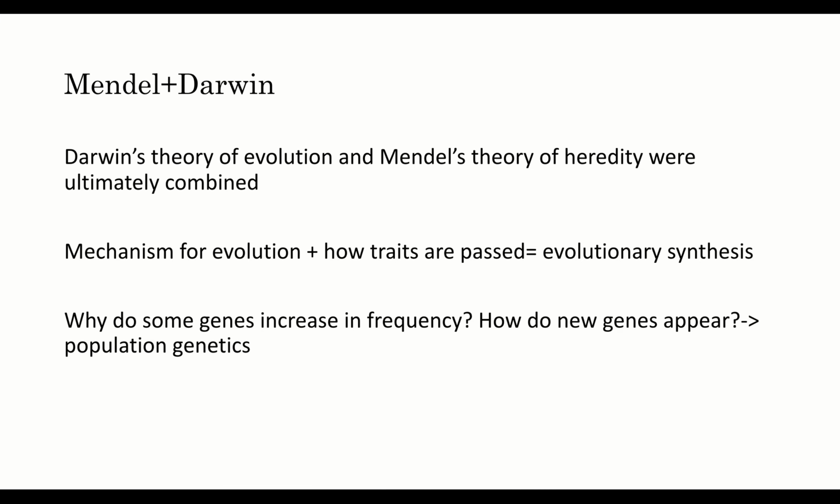The work of Mendel that you learned about in the previous lecture laid the foundation for our present understanding of genetics. Beginning in the 1900s, Darwin and Mendel's work was combined, ultimately leading to the development of the field of population genetics. Evolutionary synthesis refers to this combination of insights. Evolutionary synthesis allowed new questions to be asked, and today these questions are answered through population genetics.